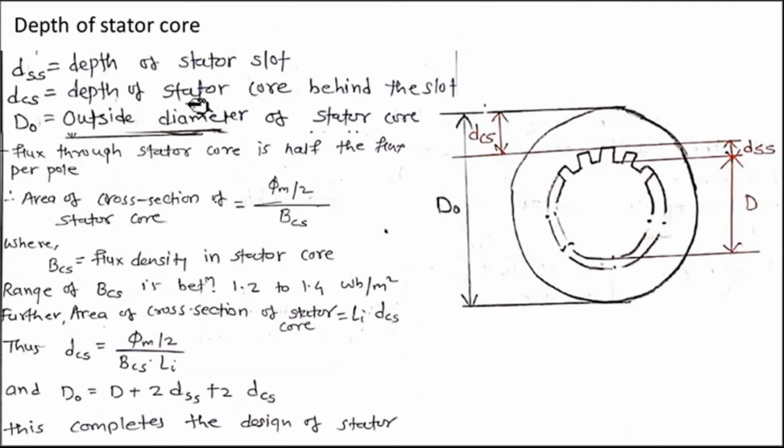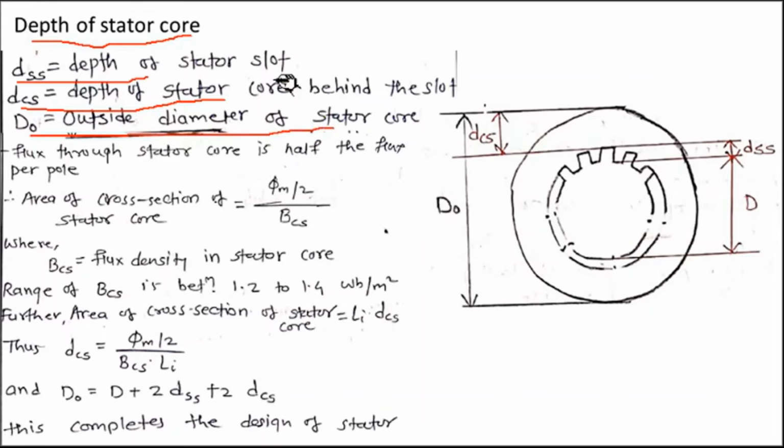Now here, depth of stator core. This is the last point regarding the design of the stator. We are using some notations for that. DSS, depth of stator slot; DCS, depth of stator core behind the slot; and DO, outside diameter of the stator core.